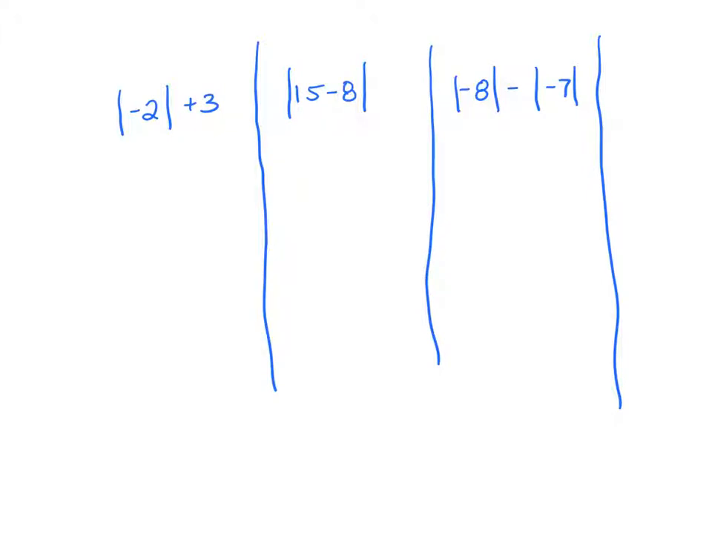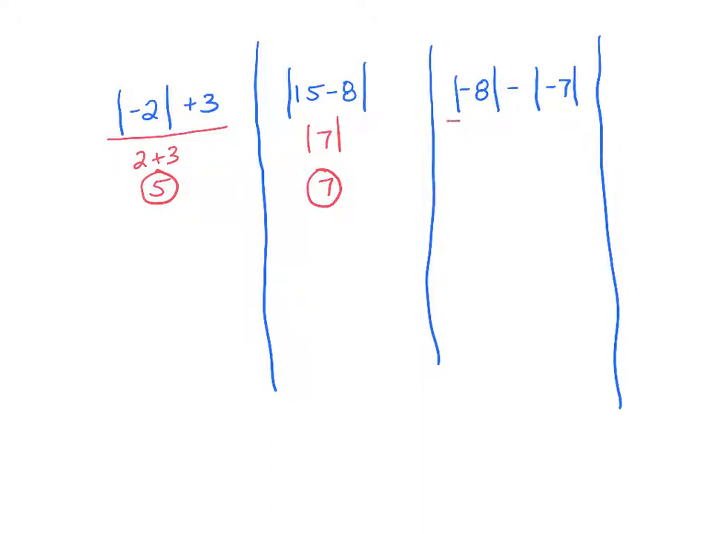Here's the first one, the absolute value of negative 2 plus 3. Well, I know that the absolute value of negative 2 is 2, so I am just going to rewrite this as 2 plus 3, and I am going to get 5 for an answer. Here's another one. I want the absolute value of whatever 15 subtract 8 is. Well, 15 subtract 8 is equal to 7, and the absolute value of 7 is 7, so I just have an answer of 7.